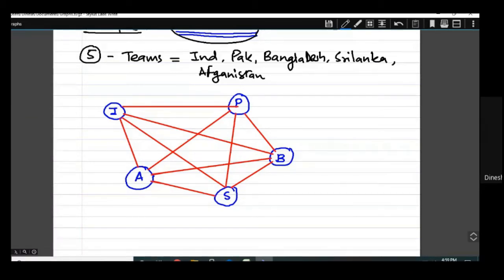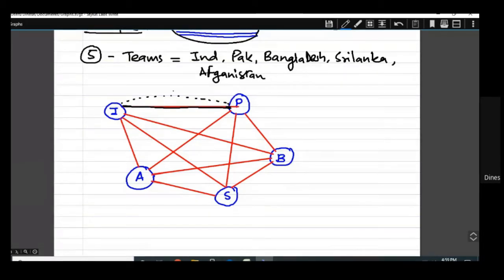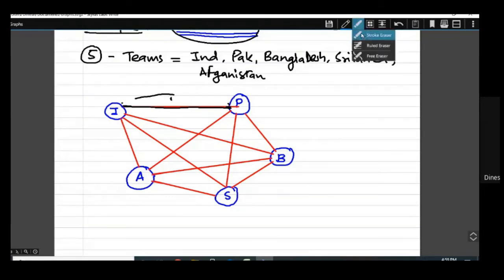So now tell me, is this a simple graph or a multigraph? It's a simple graph because an edge connects at most two nodes. There is no second edge available between these two nodes. So these two nodes are connected by at most one edge. Okay? So there is only a single edge connecting these two nodes.